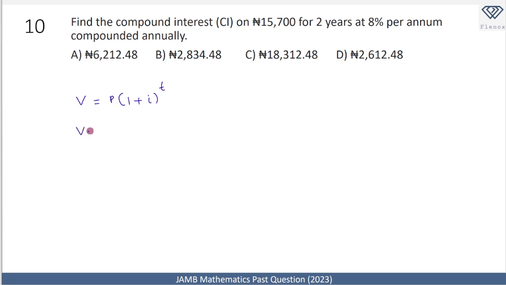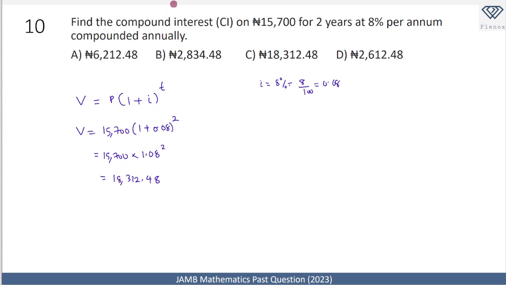So after 2 years, V is going to be, how much am I investing? 15,700. 1 plus, what is my interest rate? My interest rate is 8%. So in fraction, that is just going to be 8 divided by 100, which is 0.08. So I'm going to put plus 0.08, and my time is what? 2 years. So my value is just 15,700 times 1.08 squared. Now when you put this in your calculator, you get 18,312.48. But the question is not asking us for the value.